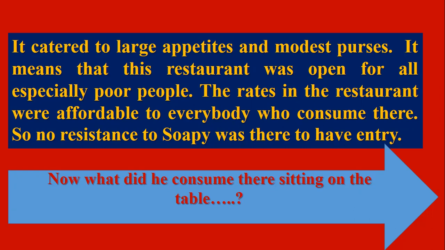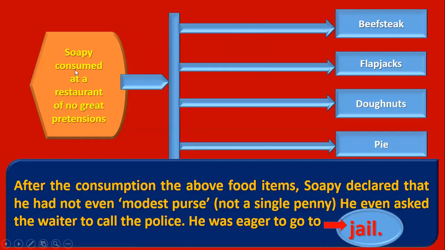Now, what did he consume there, sitting at the table? See, Sophie consumed at the restaurant of no great pretension: beef steak, flapjacks, donuts, pie. These are the items, and these items could feed Sophie, and his appetite would be fulfilled.